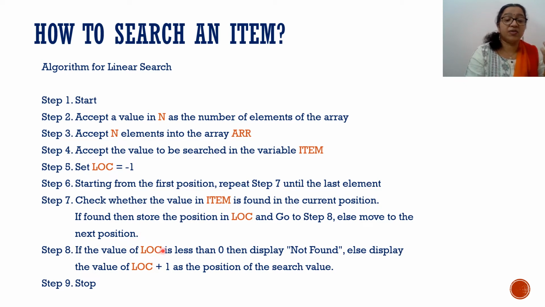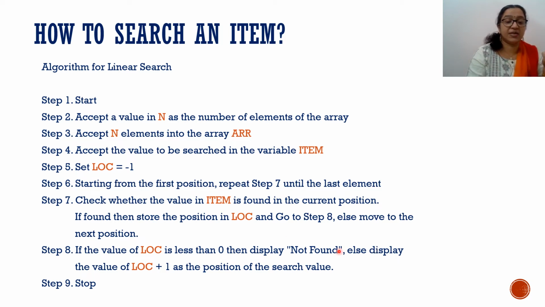If we got the element, that means the LOC value is changed now, so it is not less than 0. If it is not found, the value is still -1 itself. That means at that time we can print it is not found. That is the step here: if the value of LOC is less than 0, then display it is not found.